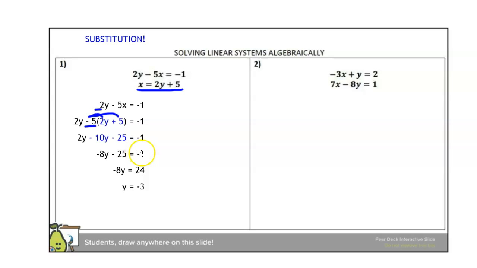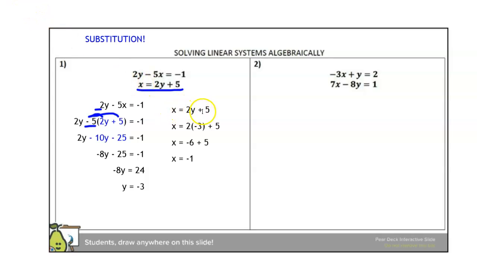So we added 25 to both sides to get positive 24 here. We divided by negative 8 on both sides to get negative 3. So there's our value for y, but of course we now need to find our value for x. My suggestion to you, since this one's already solved for x, just put the value of y into here and then find out what this right-hand side is equal to. Whatever it is, it's going to tell you the value of x.